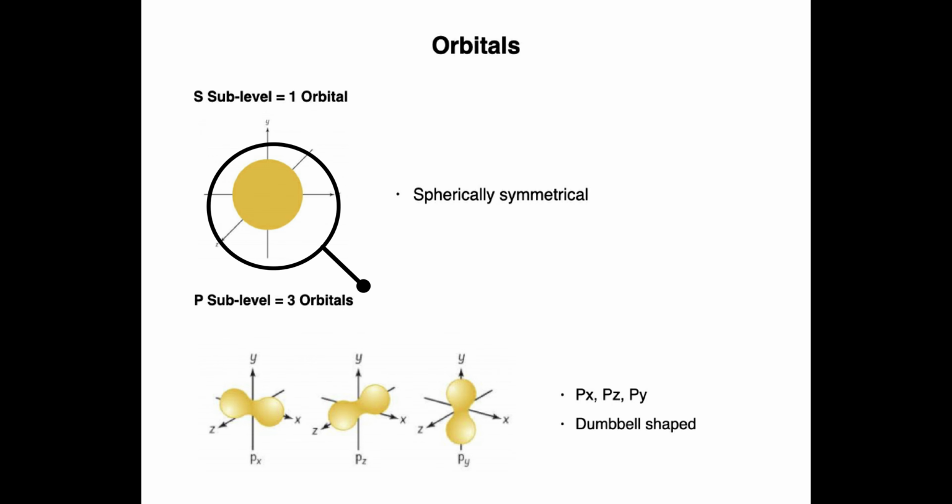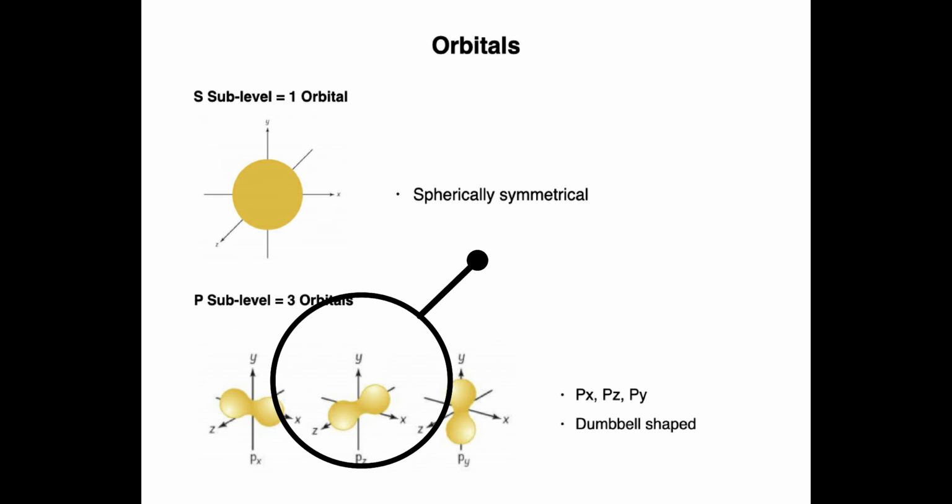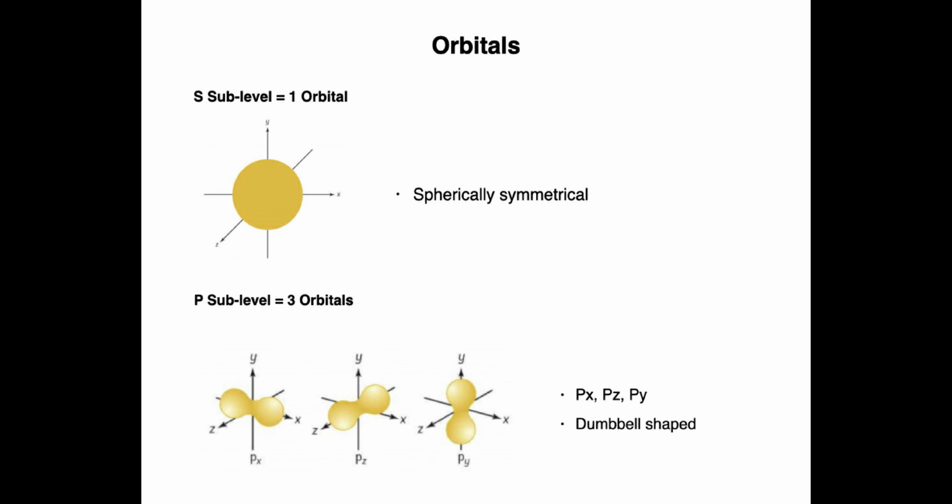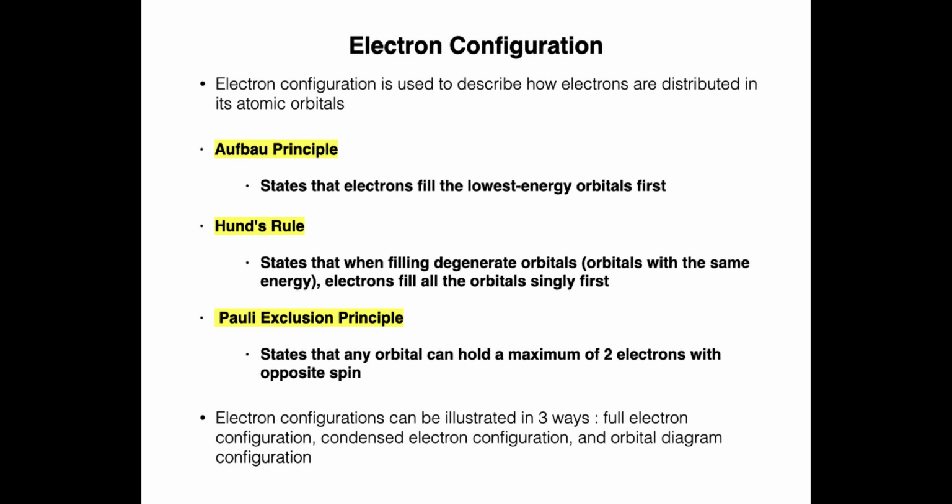The S sublevel contains 1 orbital and it has a spherical shape. The P sublevel contains 3 orbitals and they have a dumbbell shape. You should know the specific shapes of these orbitals, as IB might ask you to explain the shapes of the orbitals or ask you to personally draw them.